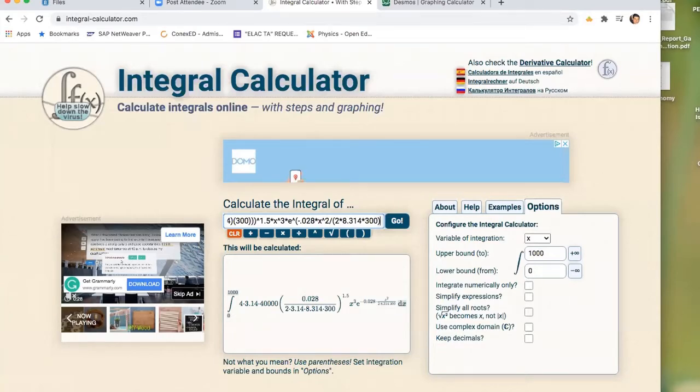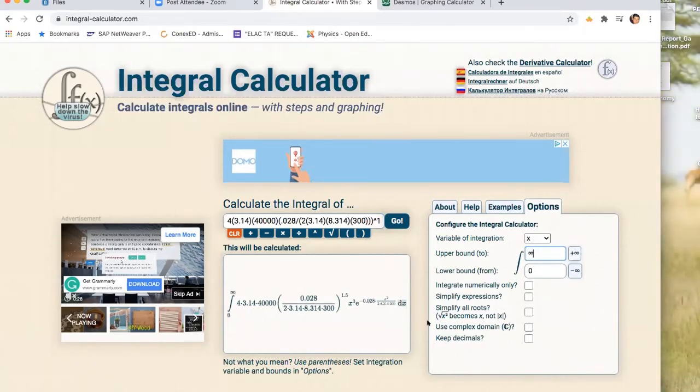4 pi n 0.028 over 2 pi 8.314, 300, 1.4 x cubed e to the minus 0.028 times x squared over 2 r t dx. And then the limits of the integral, we should be able to integrate to infinity now. Let's see. Okay, good luck to us here.